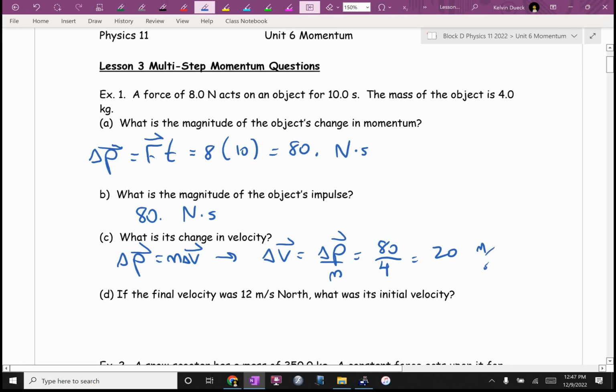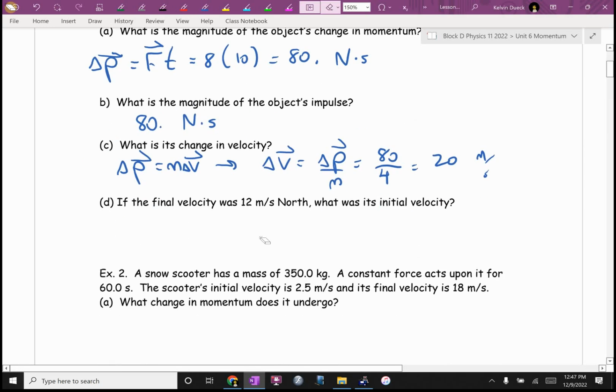It does not mean that we started at 0 and ended at 20. That's my change in velocity. Here's what it means. If I started at 5 meters per second, what was my final velocity? 25. If I started at 30 meters per second, what was my final velocity? 50. Ooh. If my final velocity was 12 meters per second north, what was my initial velocity?